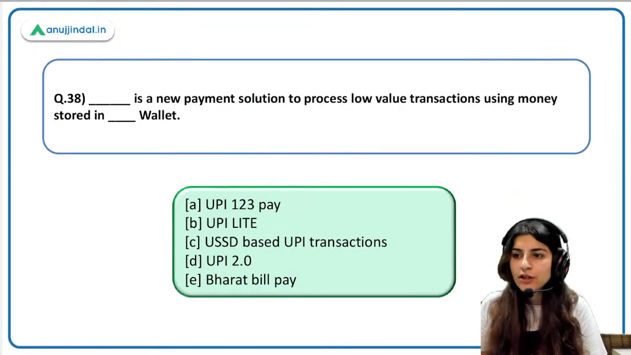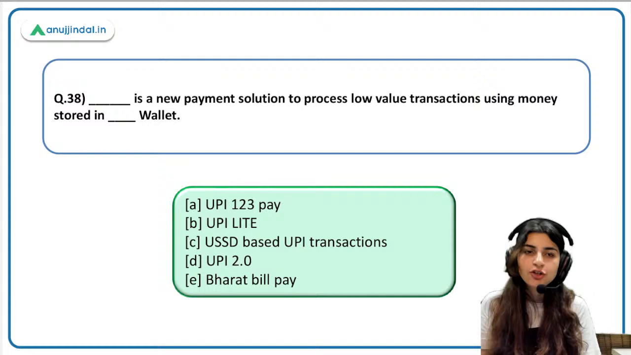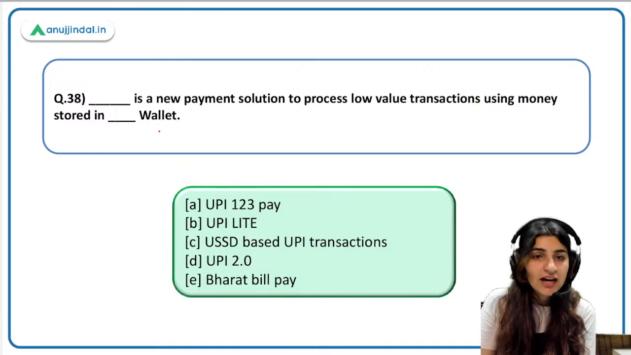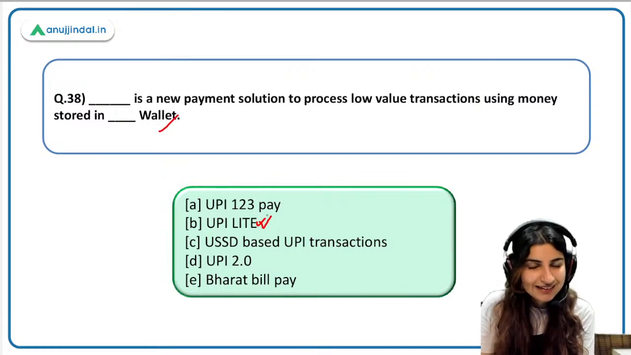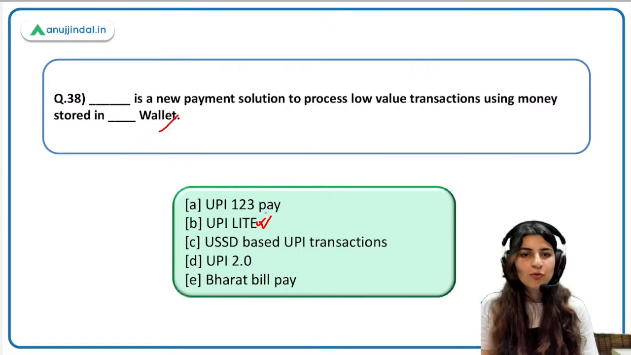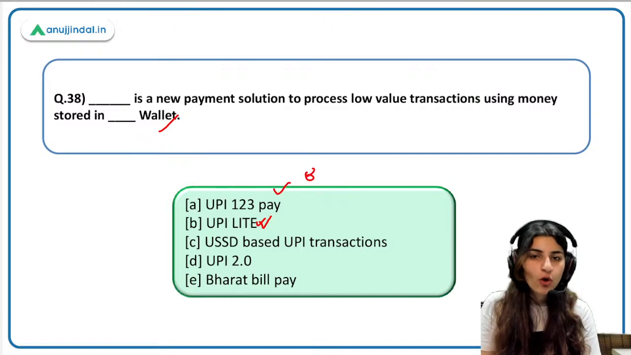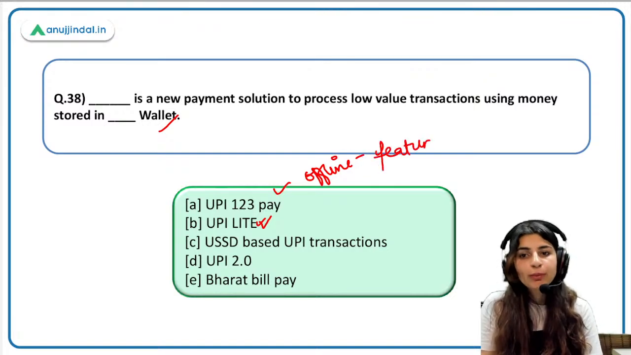Dash is a new payment solution to process low value transactions using money stored in Dash wallet. The correct answer here is UPI Lite. Okay, तो ये I think सबको पता ही होगा. What is UPI 123? Offline के लिए आया था UPI 123 feature phones के लिए. Now UPI Lite is low value transactions के लिए आया था. Similarly offline भी आप इसमें कर सकते हैं.